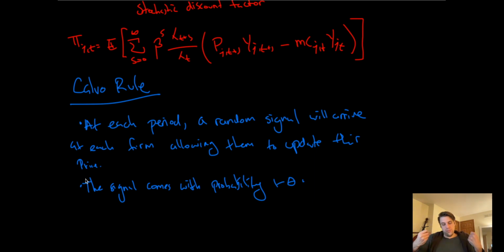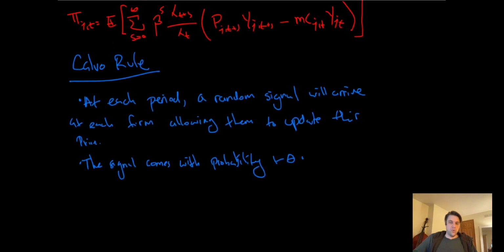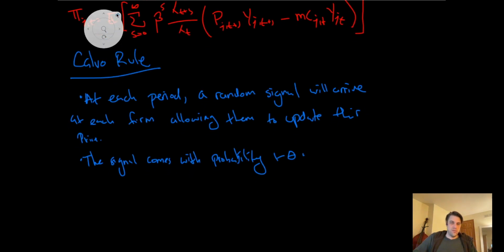So every day there's a chance, theta, that you will not get the call. And if you do not get the call, your price stays the same. This is the whole setup. So what this means for our optimization problem now is that the firm has to plan for the worst case scenario.